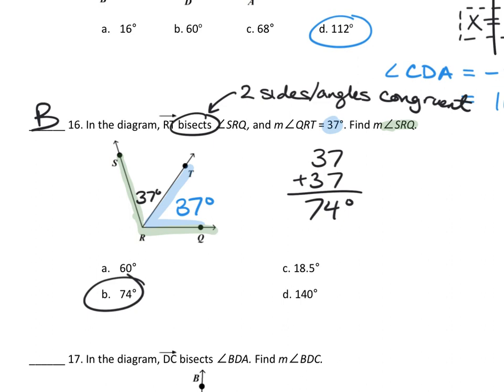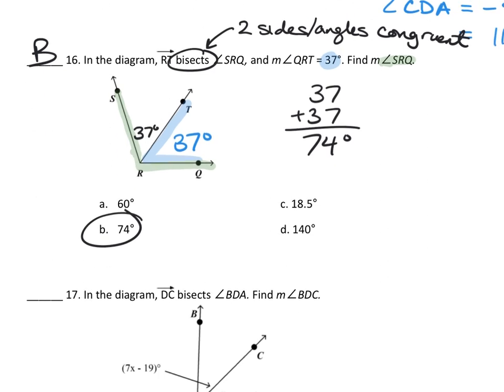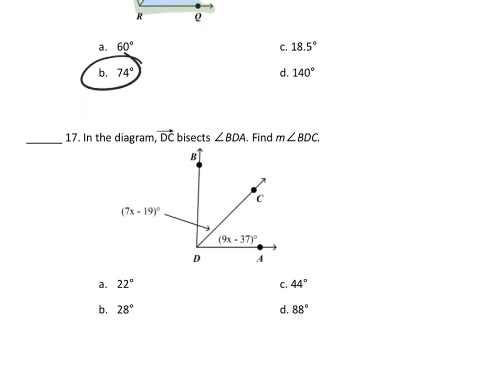Bisector means the two sides are equal. Bisector means the two angles are equal. So knowing that that's what bisects mean, you're going to handle number 17 for us, bless you.